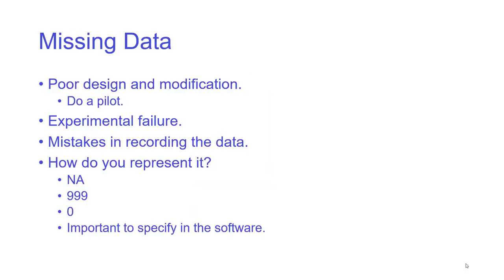Now, missing data can occur because of poor design, problems with your measuring equipment, experimental failure, or mistakes in recording the data. Quite simply, you've smudged one figure into another or just recorded the wrong number. So you have to decide whether it's an outlier because it's lying outside the normal, or it's a genuine difference.